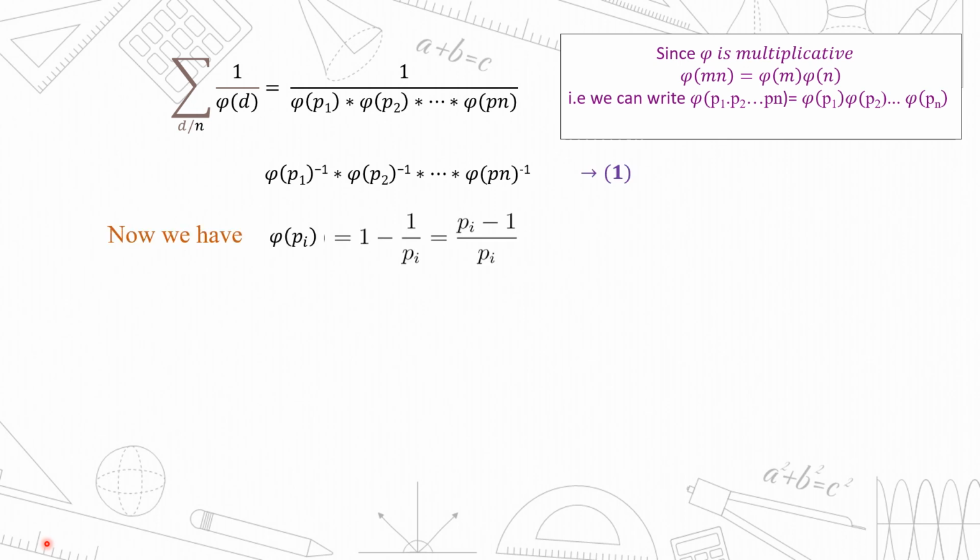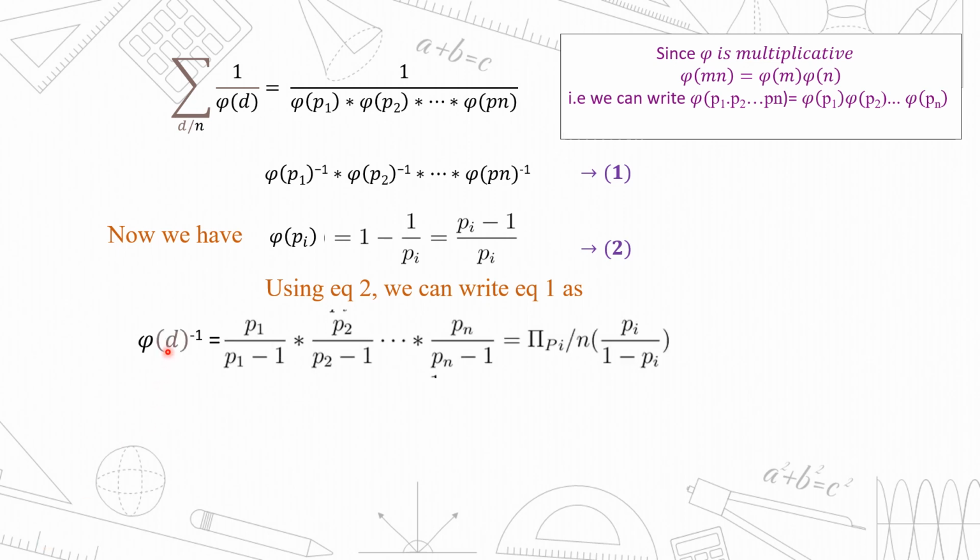Now we have phi of pi is equal to pi into 1 minus 1 by pi, which is nothing but pi minus 1. Call this equation 2. Using equation 2, we can write equation 1 as phi of d whole inverse is equal to p1 divided by p1 minus 1 into p2 divided by p2 minus 1 and so on pn divided by pn minus 1, which is equal to the product over pi that divides n of pi divided by pi minus 1. Sorry, here is a mistake. It is not 1 minus pi, it is pi minus 1. Call this equation 3.